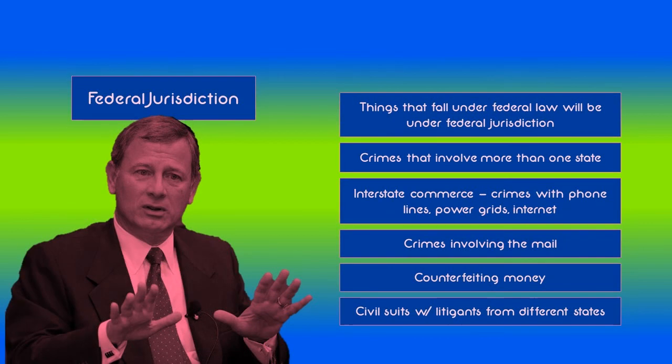The national government's courts, that's federal jurisdiction. So we're talking about the national government's court system. So the things that fall under federal jurisdiction or exclusive jurisdiction, these are violations of national law.